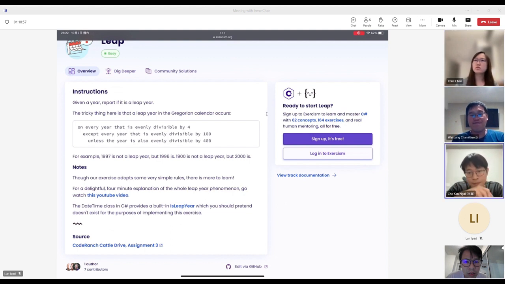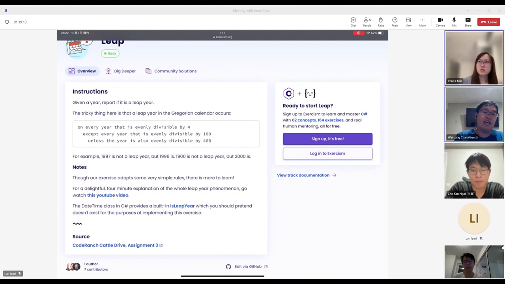1996. It's not divisible by 100. Is this a leap year? Yeah, because the statement says that if it is divisible by 4, except the year is even divisible by 100. So that means that it is divisible by 4, but not divisible by 100. That is a leap year.